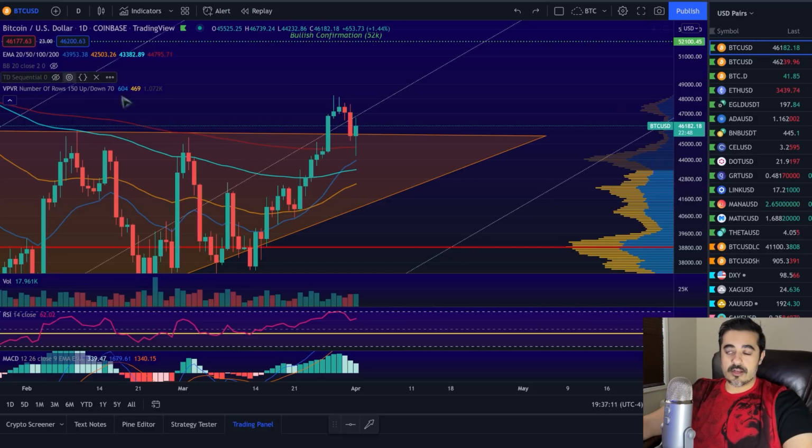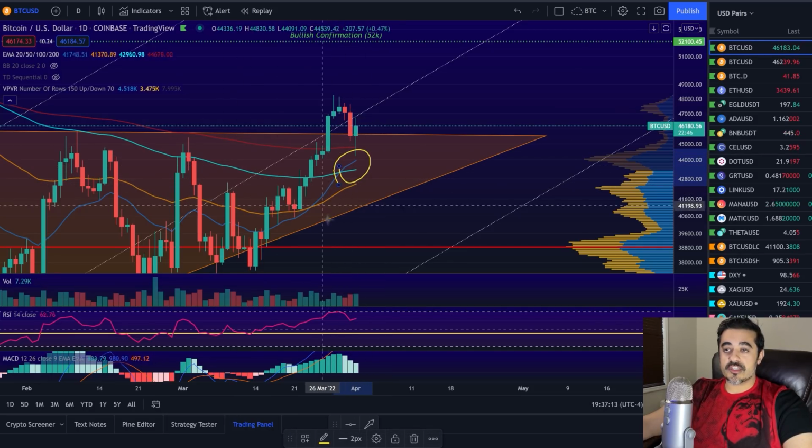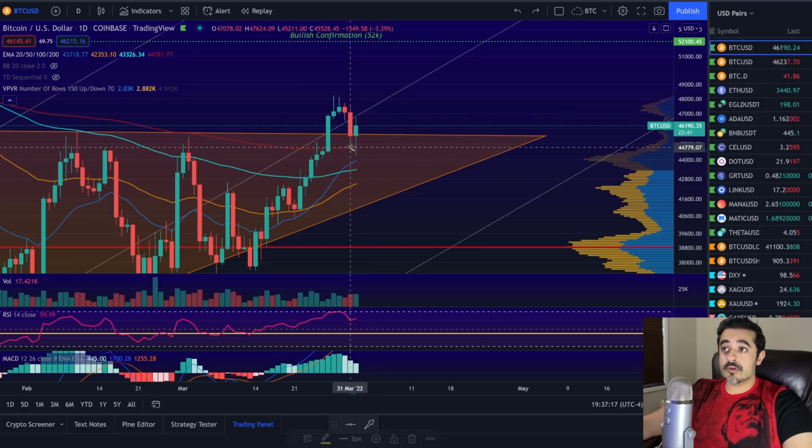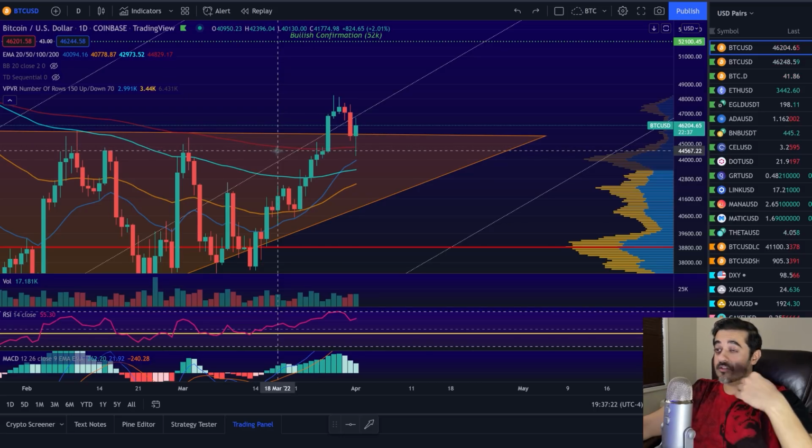We are not quite there yet. This is the first step, to see the 20 exponential moving average start crossing. Step 2 is the 20 crossing the 200. If the 20 crosses the 200, that's going to be a major signal to me and every other trader out there that the tides might be turning and we might be really shifting to the upside again.